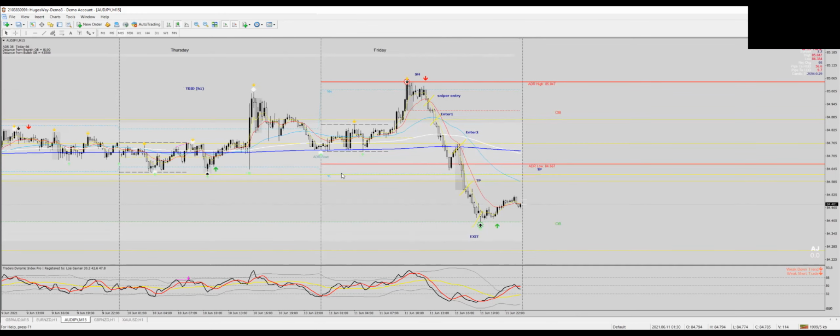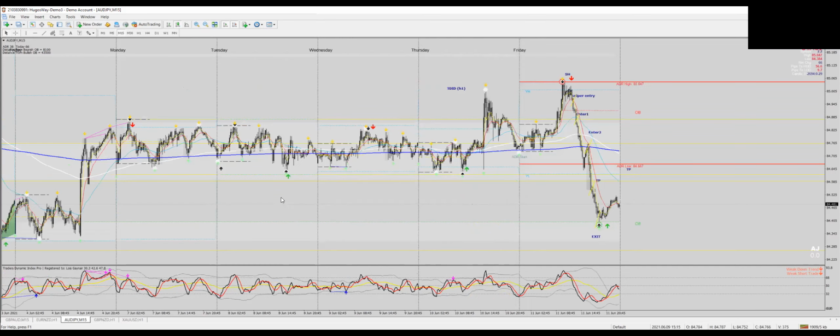Why did I mark this area? Because this is where price once was. Actually, it was the previous Friday, price came back to this area. So this was a good area for me to also mark as a potential exit, okay?